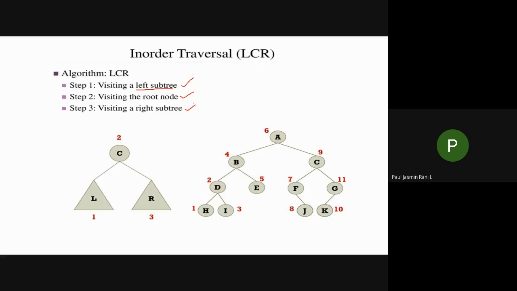Let us consider this is the general representation of your tree data structure. See here, first preference is given to your left subtree. This is the left subtree. Next, you give preference to your root node. Third, you give preference to your right subtree. So this hierarchy you have to follow. Let's see what happens here. Let us consider this one.